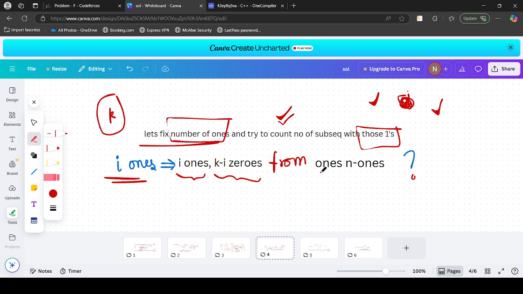Initially we found that ones is the number of ones in the given array and the total length is n, so zeros will be n minus ones. So how to find the number of subsequences with I ones from the given number of ones, and k minus I zeros from n minus ones, the number of zeros.